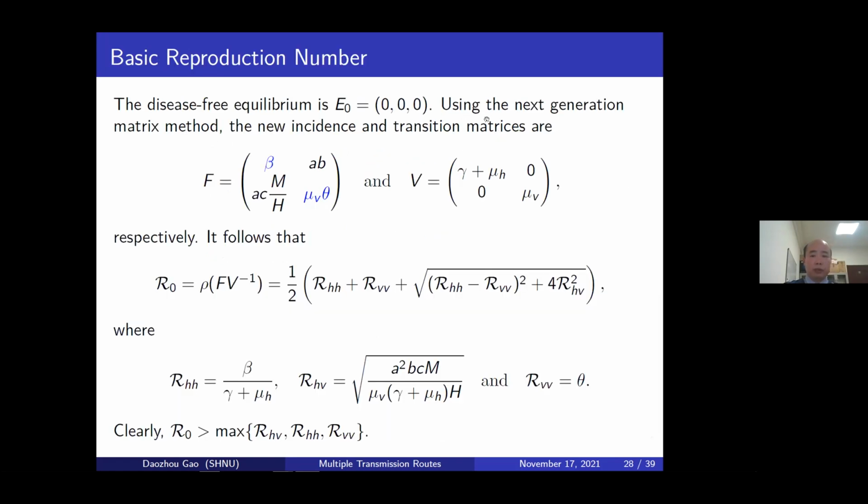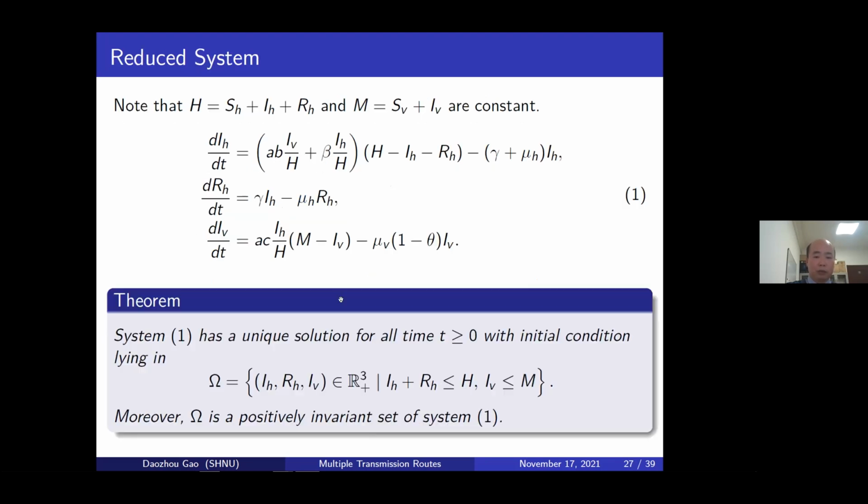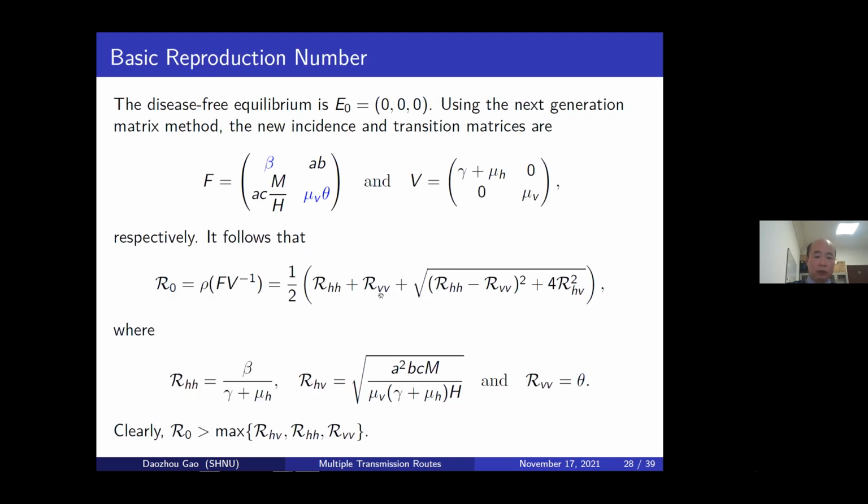Then we can use the next generation matrix method to define the basic reproduction number R0. R0 is a function of RHH, RVV, and RHV. RHH is associated to the sexual transmission, RVV is associated to vertical transmission, and RHV is related to mosquito-borne transmission. So this is the R0, but you can see the R0 is somewhat complicated.